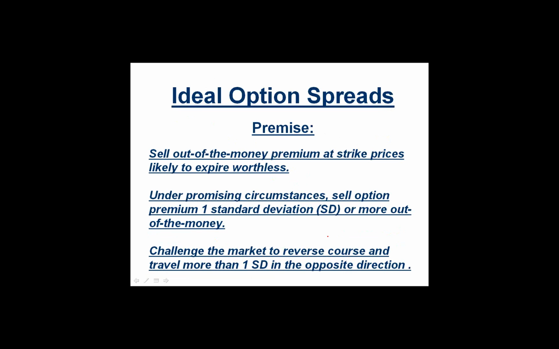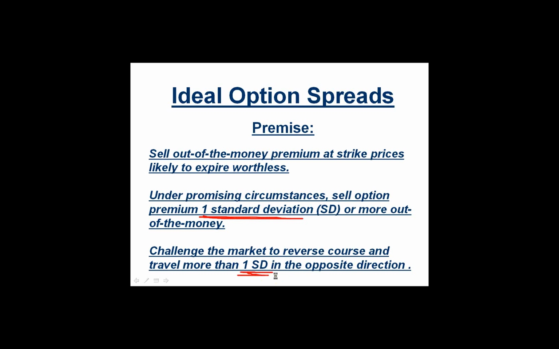Now, how can we exploit divergences in the MACD from price? Here's the premise that we're going to begin with. Then we'll back into why credit spreads are nice. But here's the idea. We're going to sell out of the money option premium at strike prices likely to expire worthless. Under promising circumstances, we're going to sell premium 1 standard deviation or more out of the money, and then we're going to challenge the market to reverse course and travel more than a standard deviation in the opposite direction.